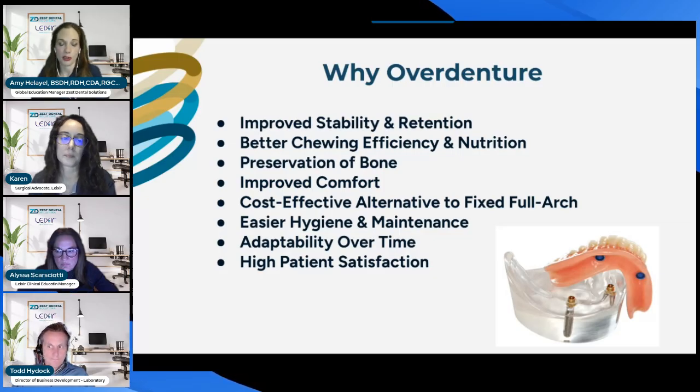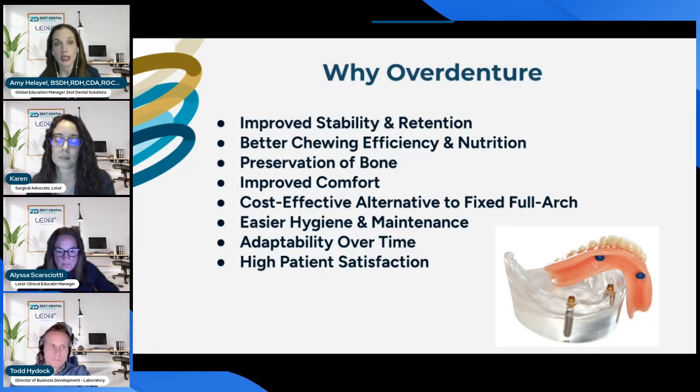It is a cost-effective alternative to a fixed full arch. And when you think about overdenture therapy, it is full arch therapy. We are replacing a full arch of teeth, only with a denture, and we are retaining it with implants. Some patients do not have the finances to do a fixed full arch or all-on-X procedures, so a great option is still using an overdenture as an option.